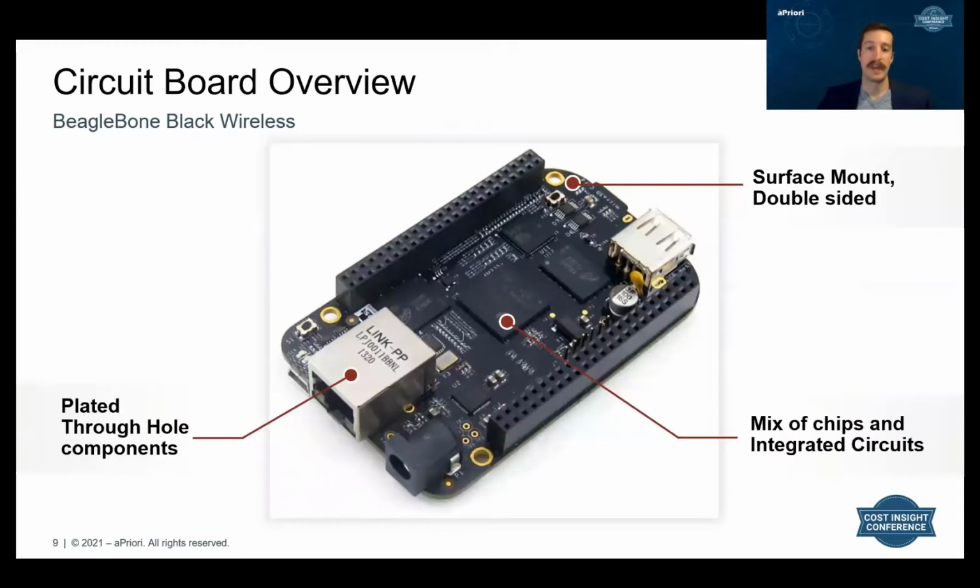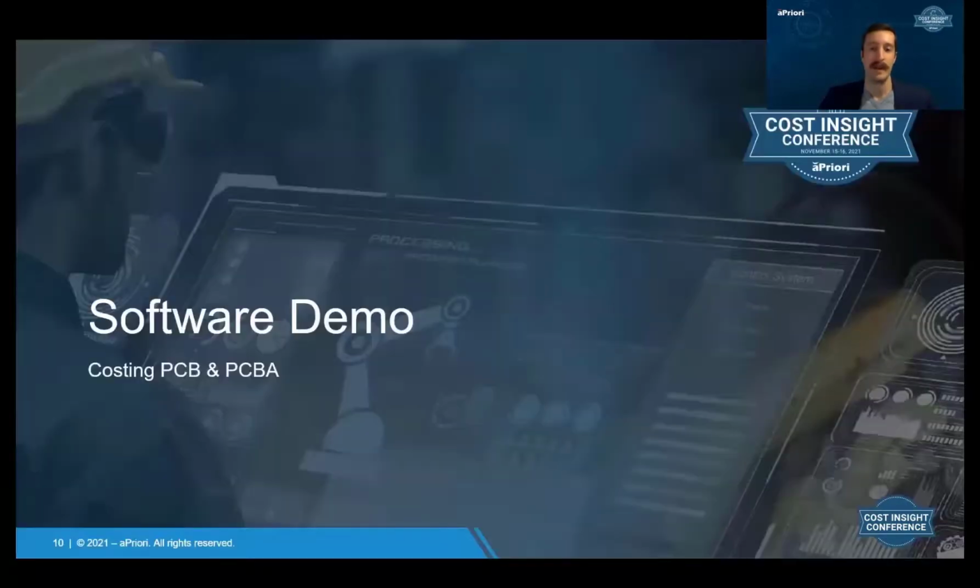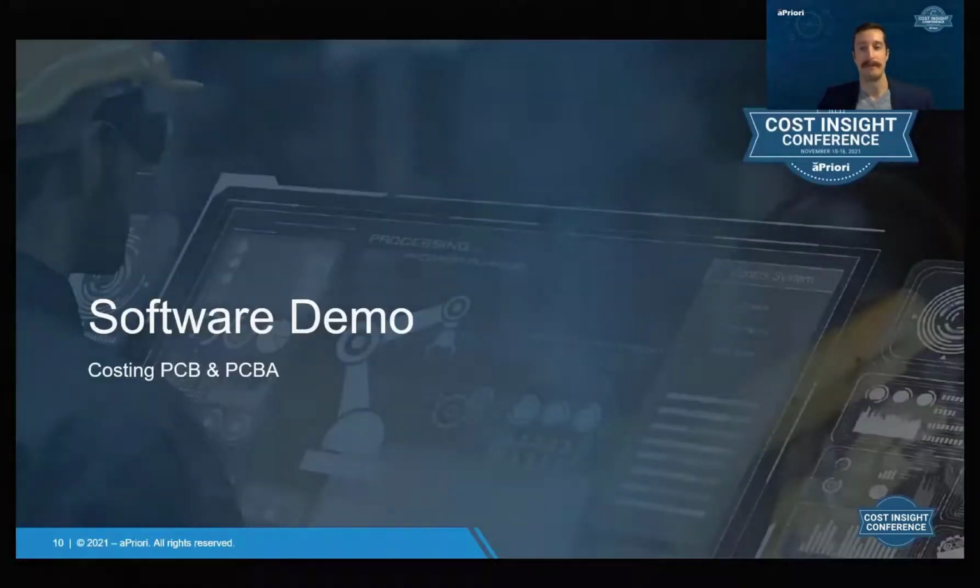The demonstration today will cover the BeagleBone Black wireless board. It has a mix of plated through-hole and surface mount components with surface mount on both sides. Let's dive into the software.